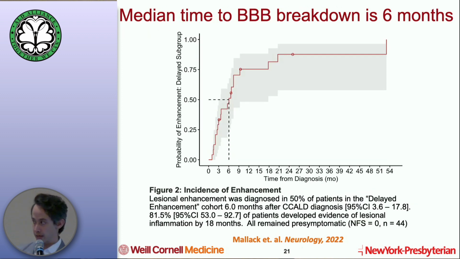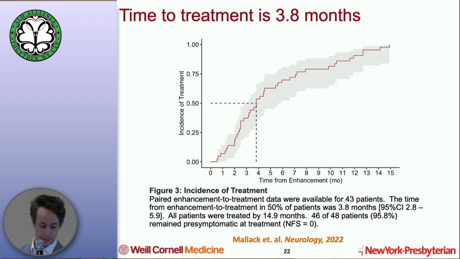So the second question was, okay, for the patients who developed a demyelinating lesion, how long did it take for that lesion to enhance? Half the patients had evidence of lesional enhancement at the time of their diagnosis, and then for the other half, the median time to development of blood-brain barrier breakdown is about 6 months. And if you look at all the cases across the board of all the boys who in our data set were identified pre-symptomatically, and you line them all up from their first enhancing lesion, the median time to treatment was 3.8 months.